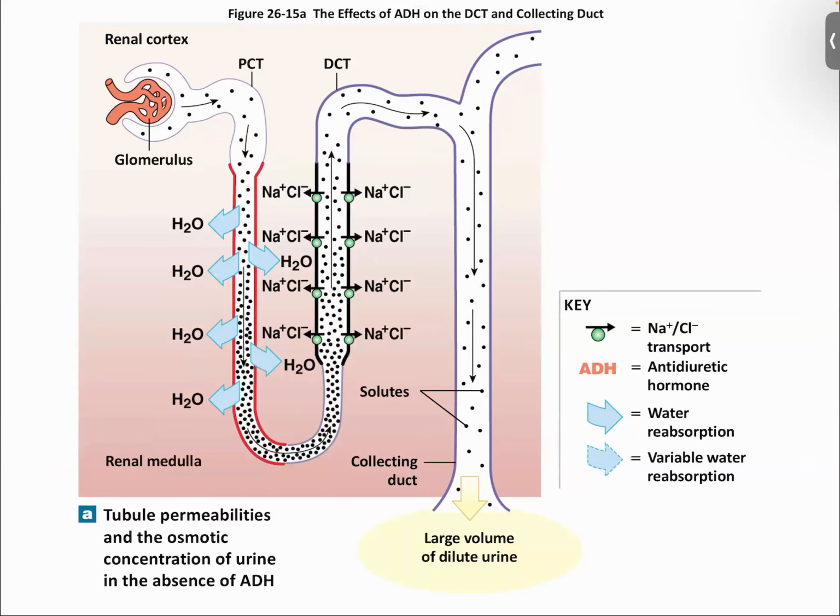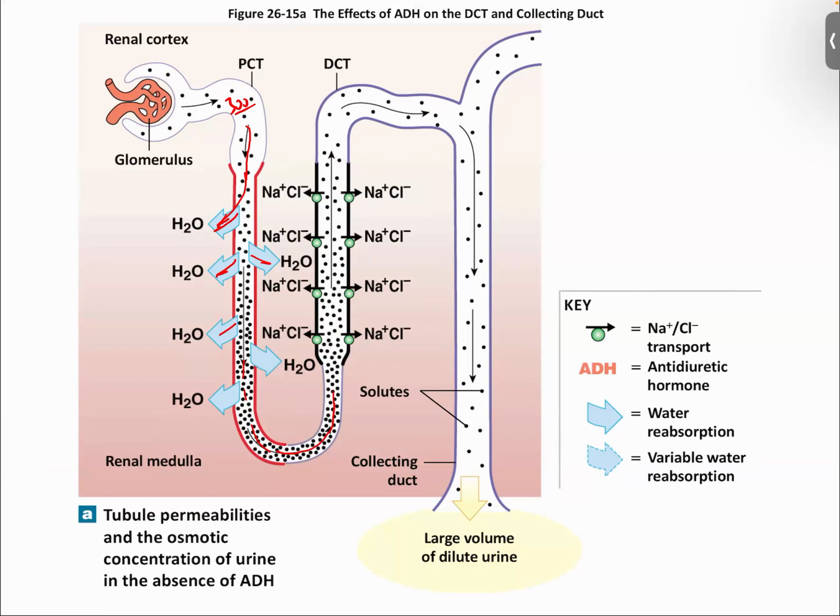Here you can see you've got basically your filtrate coming into your PCT. This is coming in at about 300 milliosmoles. As it enters the descending loop, which is permeable to water but not to solutes, it's going to get sucked out because of this osmotic ladder that's created by the ascending loop. It's going to suck all this water out osmotically so that the filtrate is getting more and more concentrated as it comes around the tip.